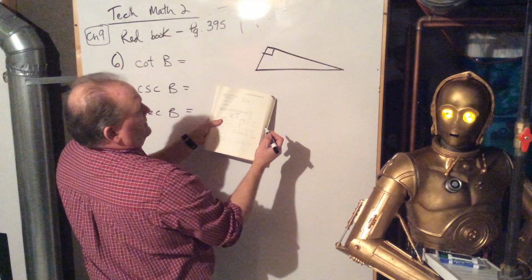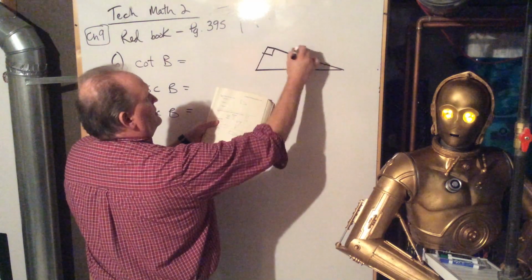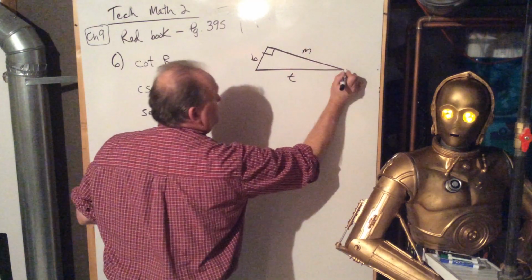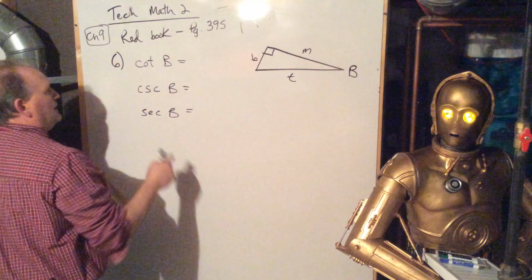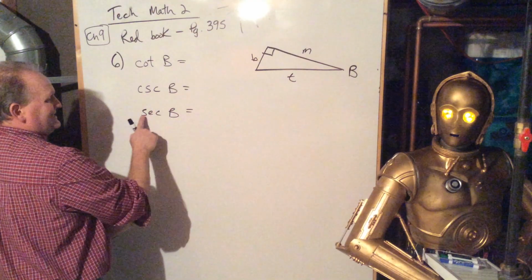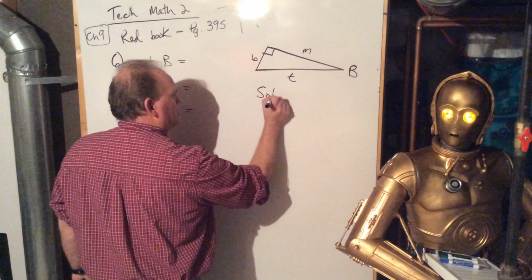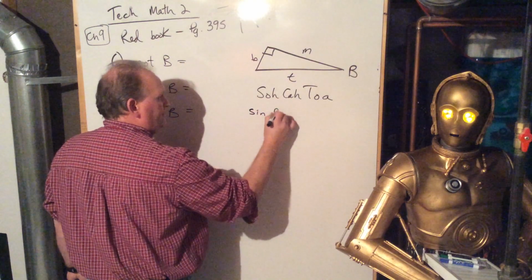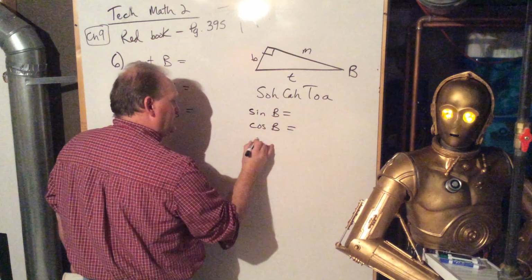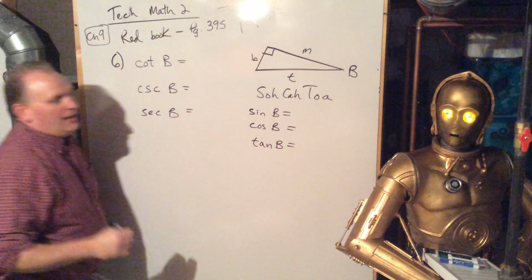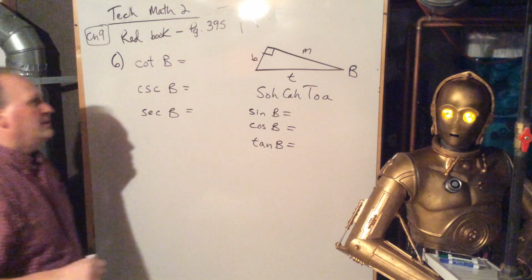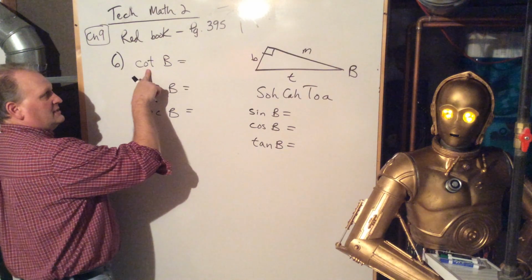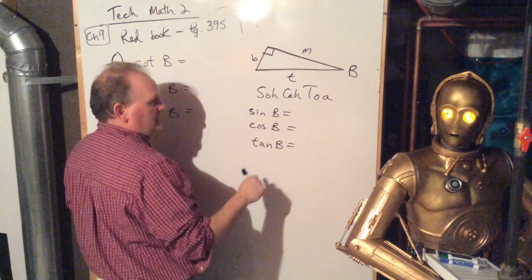There's our right angle, which makes this the hypotenuse. Here is little letter B, here is little letter M, and they have big letter B for the angle. So if we want the cotangent of angle B, the cosecant of angle B, and the secant of angle B, we're going to use SOHCAHTOA. And we're going to find the sine of B, the cosine of B, and the tangent of B first. After we find those, then we'll flip them around the other way to find this is the cosine flipped around, this is the sine flipped around, and this is the tangent flipped around. So let's find sine, cosine, and tangent of each one.